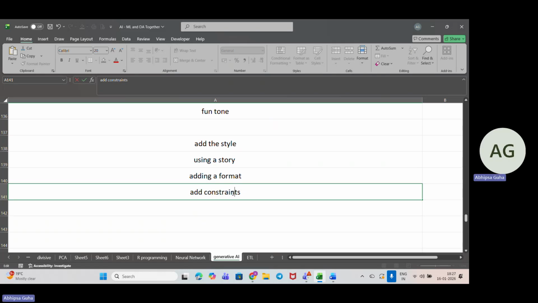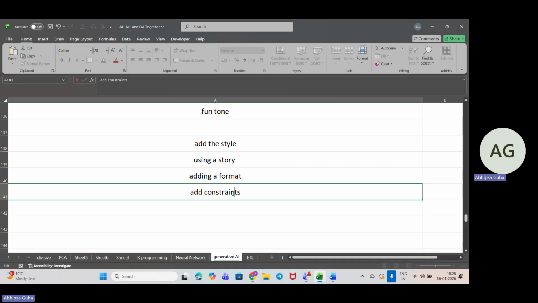Okay, so constraint means rules. You are giving the prompt as: explain what a dog is in simple words. Do not use difficult terms. So this is the constraint that you are putting. Simple words control the language level that you want, and do not use difficult terms means AI should avoid complex vocabulary, right? So it will be taking the constraints as the rules AI must follow. So that is how it is coming up.